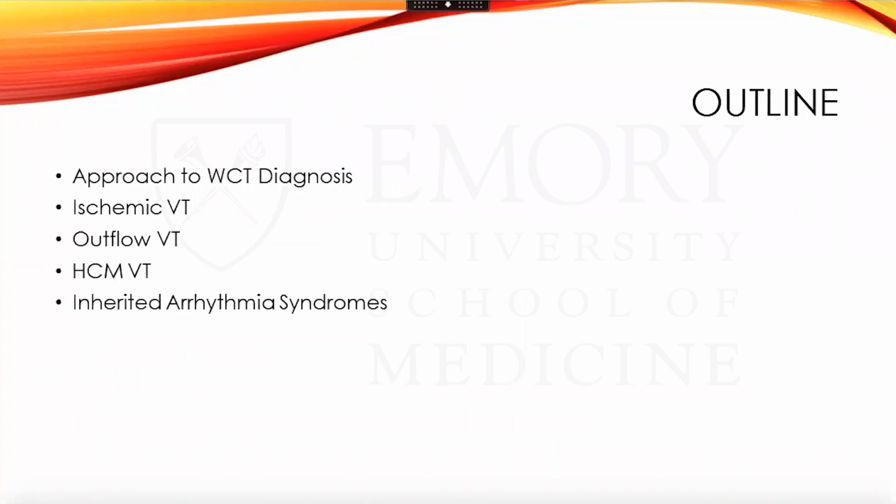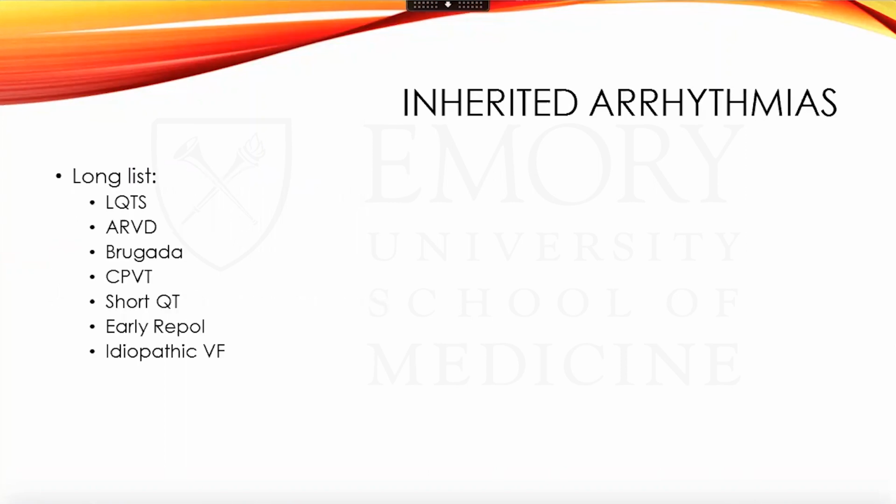Inherited arrhythmia syndromes is next, and you can see here it's a pretty long list. In the EP world, this list makes up like 20% of the board exam in terms of arrhythmia identification and treatment. For general cardiology boards, it's not 20%, but it is still very important. I'm not going to go into all of these inherited arrhythmia syndromes today, but it is important to know all of them as we set out in practice.